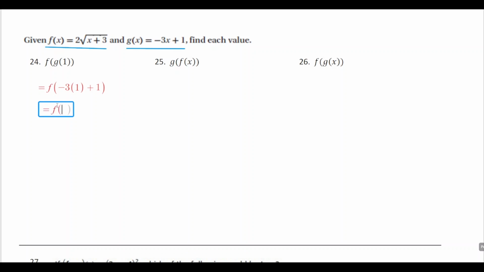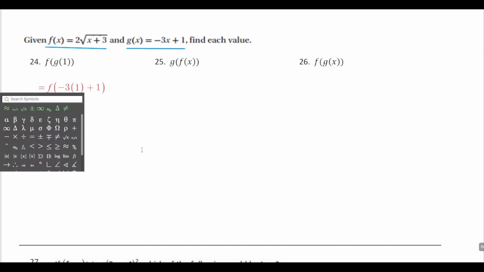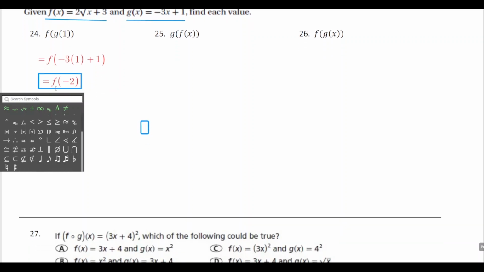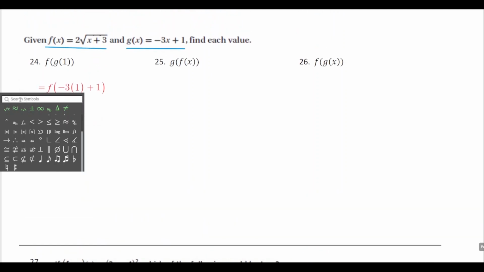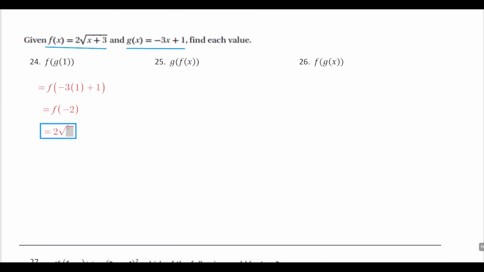So now we need to evaluate f of negative 2. So we're going to substitute negative 2 into the f function. So 2 times the square root of x plus 3, where x is negative 2. So negative 2 plus 3 is just going to be 1. The square root of 1 is just 1, times 2 is 2. So this is what we get.